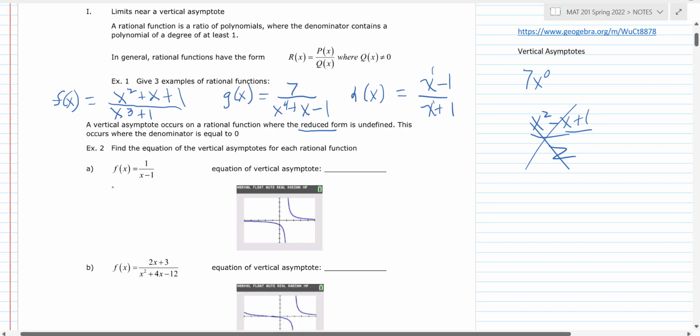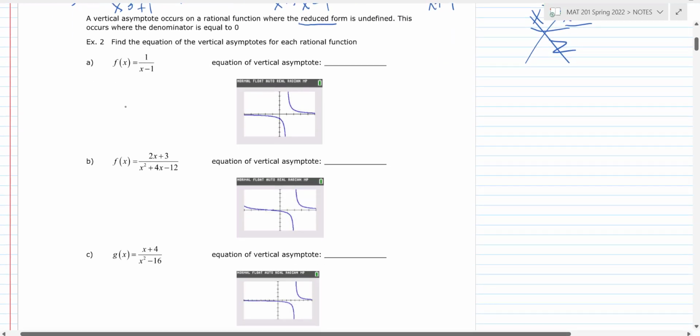So really all we've got to do on these rational functions is just figure out what makes the reduced form of the polynomial undefined. You can do this in your head a lot of times. So really it's just setting the denominator equal to 0 and solving that equation, which you can do in your head most of the time. So that's x equals 1. That would be the equation of the vertical asymptote.